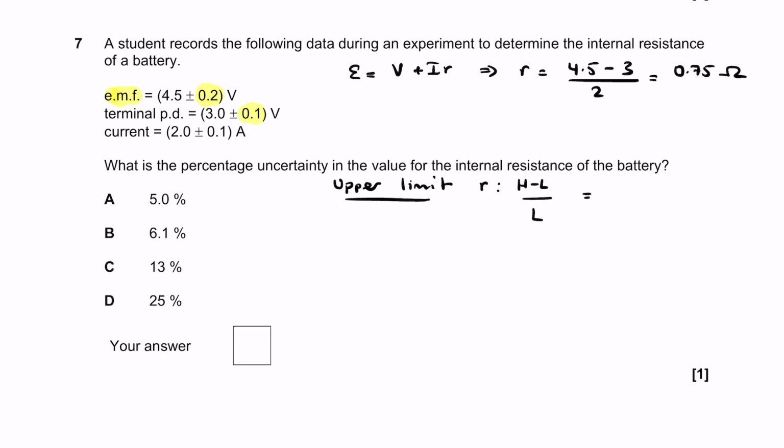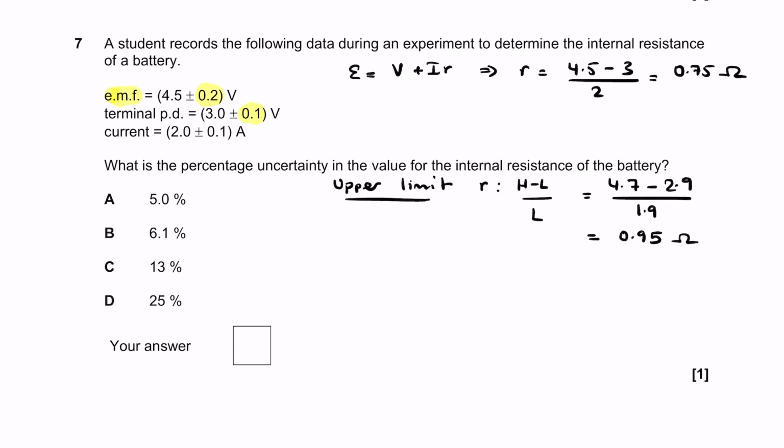So the upper limit in the EMF is going to be 4.5 plus 0.2, so that'll be 4.7. Then minus the lower limit in the terminal potential difference, which is 3 minus 0.1, so 2.9. So that over the lower limit in the current, which will be 1.9. And this one will give us 0.95 ohms. Now that's just one part.